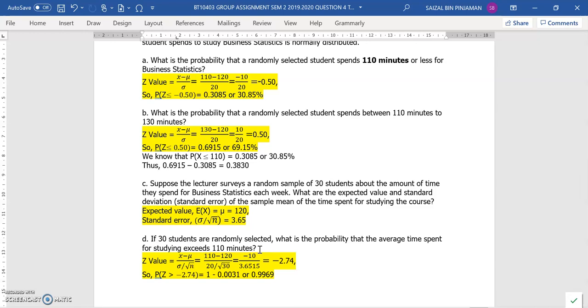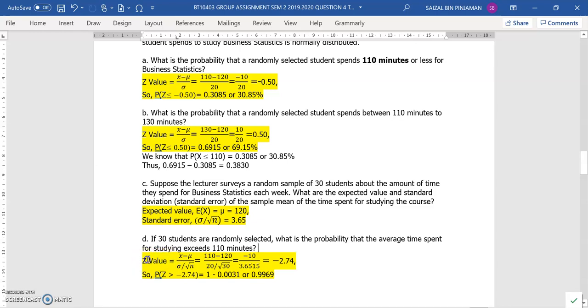In order to identify the probability value based on a normal distribution, as I mentioned during the previous session, the first step is to convert our x value into a z value. We know that in question D, our x value is equal to 110 minutes. This is the x value that we want to determine the probability from. Just like in the previous session, we will use the same formula, yet slightly modified, in order to convert the x value into the z value.